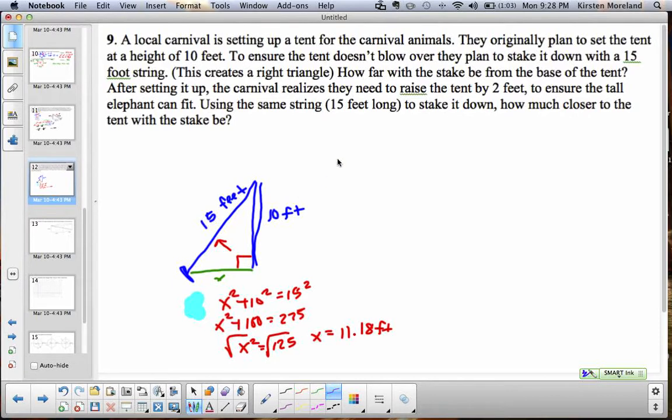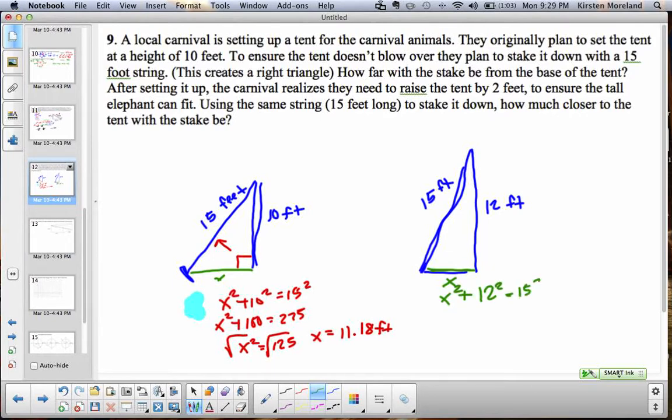Now what happened is they noticed that they had to raise the tent by 2 feet to ensure the elephant could fit. So instead of being 10 feet, it's now going to be 12 feet. Which means they still have to use that 15 feet string, which means that it's, oops, that's not a very straight line, but it's my hypotenuse, just ignore that fact. So it's going to be a little bit closer to the tent now because it can't reach as far out. So they want to know what's this new distance here. So we're going to call that x. So now we're going to do x squared plus 12 squared equals 15 squared.